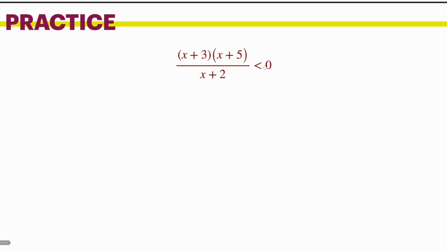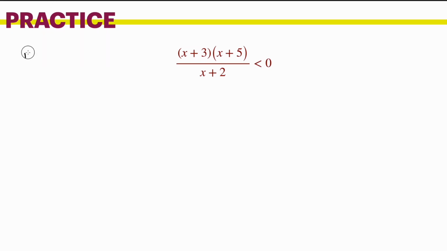Okay, let's try another one. Step 1, numerators. Set them equal to 0. So we'll get x equals negative 3, x equals negative 5. Step 2, denominator. x equals negative 2.